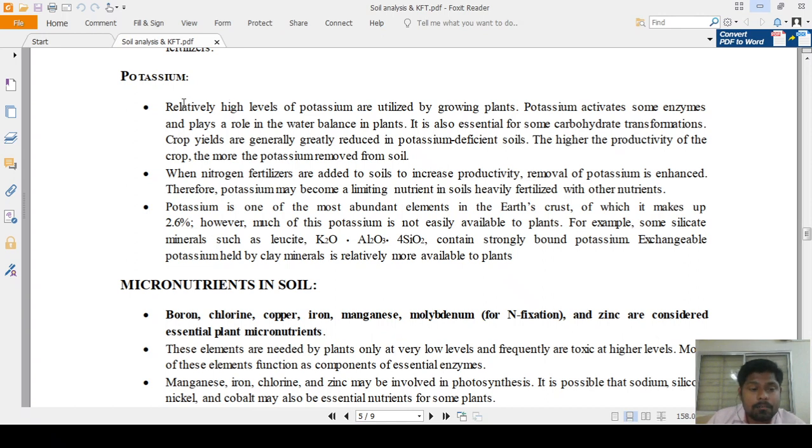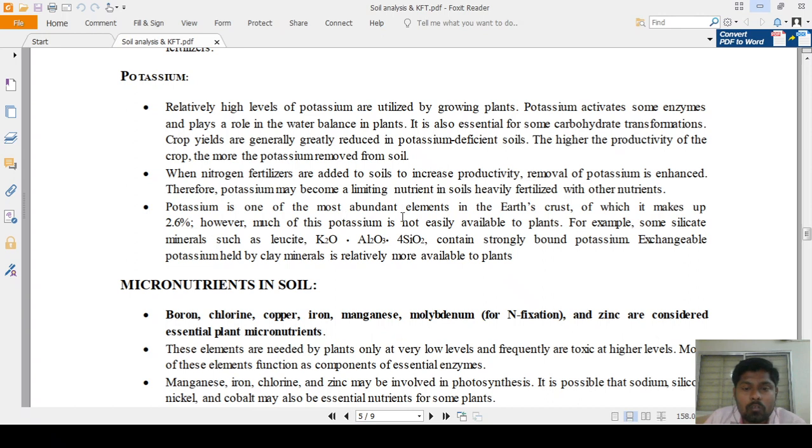Then potassium. Relatively high levels of potassium are utilized by growing plants. Potassium activates some enzymes and plays a role in the water balance in the plants. It is also essential for some carbohydrate transformations. When nitrogen fertilizers are added to the soil to increase productivity, the removal of potassium is enhanced. Therefore, potassium may become a limiting nutrient in soil heavily fertilized with other nutrients. That means the main source of potassium here is the fertilizers.